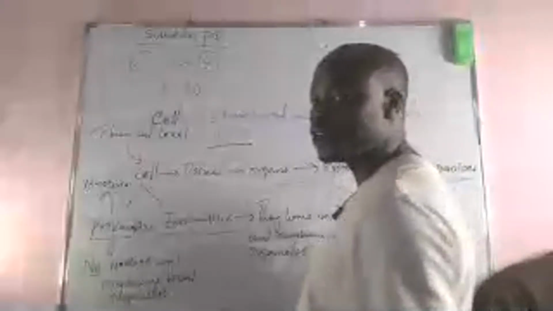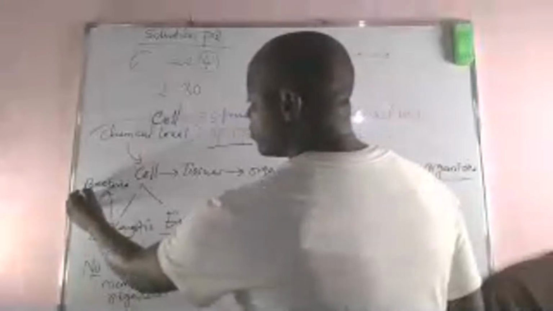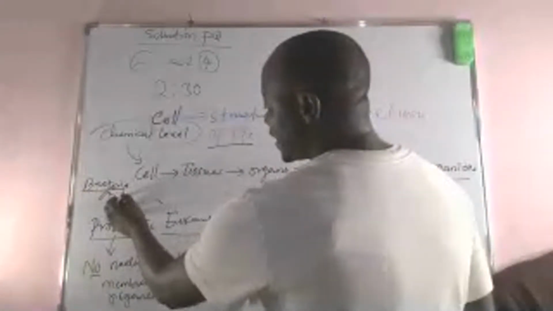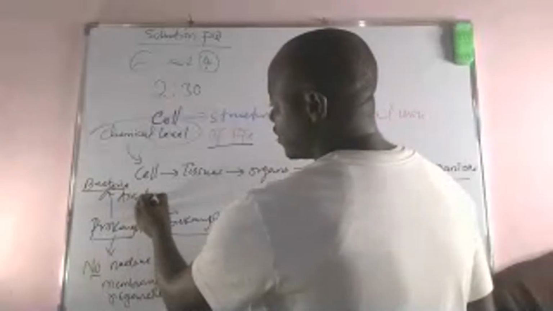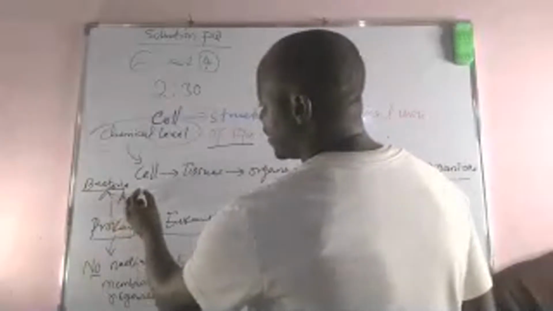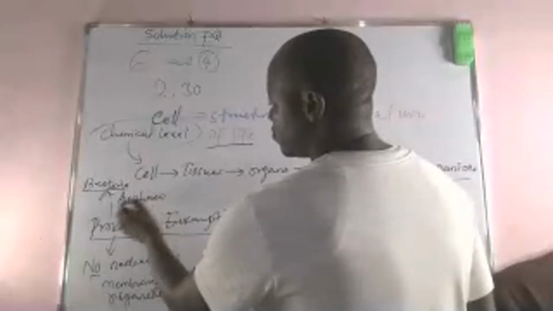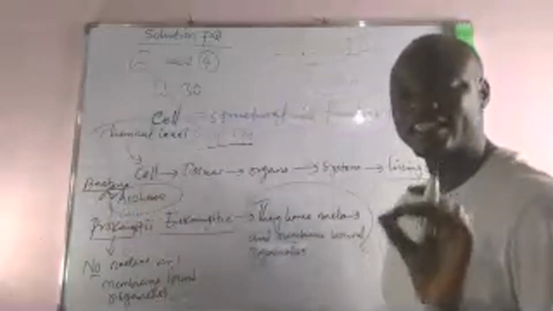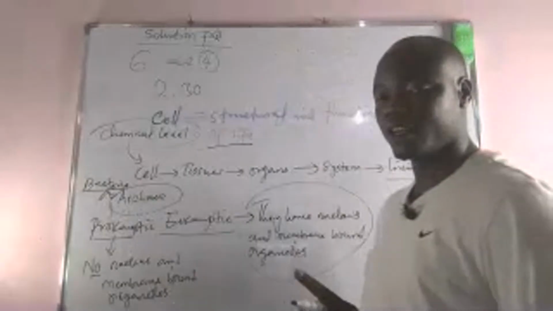Another example of prokaryotic cells: fungi is not a prokaryotic cell. Algae is not a prokaryotic cell. Rather, besides bacteria, we have archaea, archaebacteria. So these are the two. Bacteria and archaea are examples of prokaryotic cells.